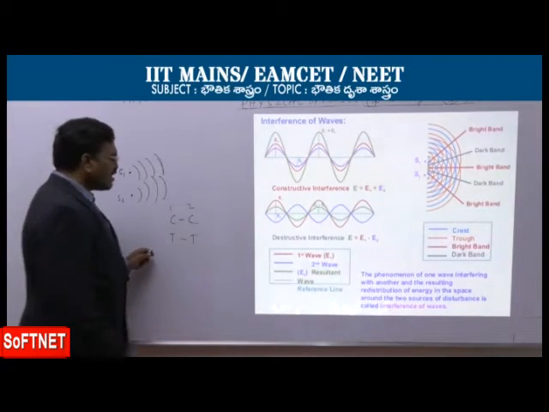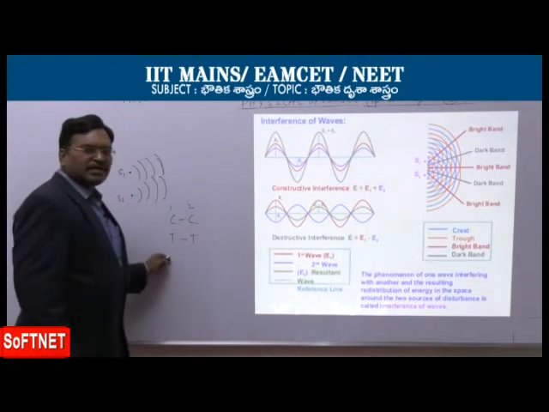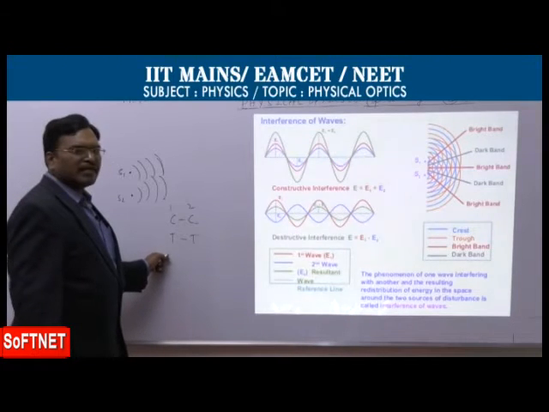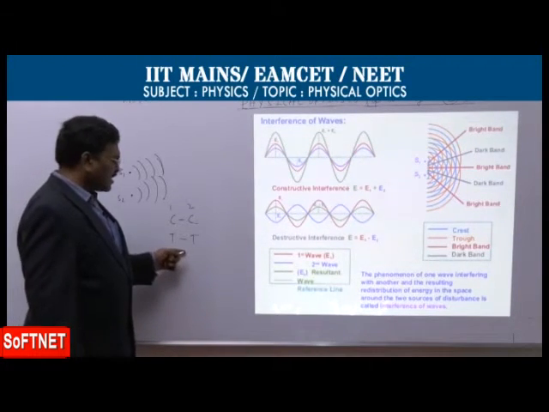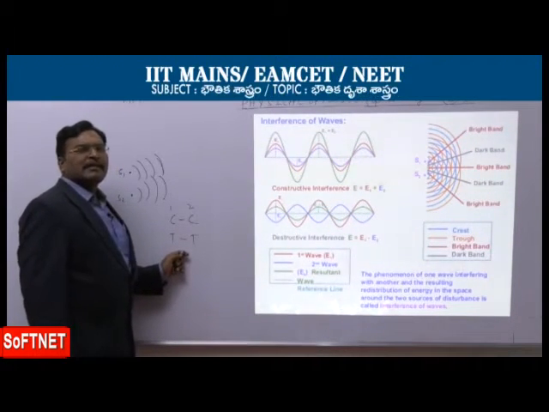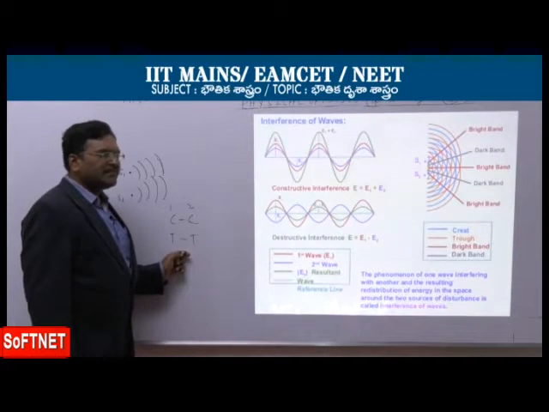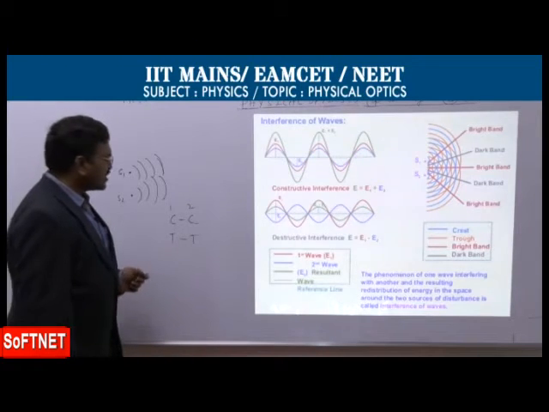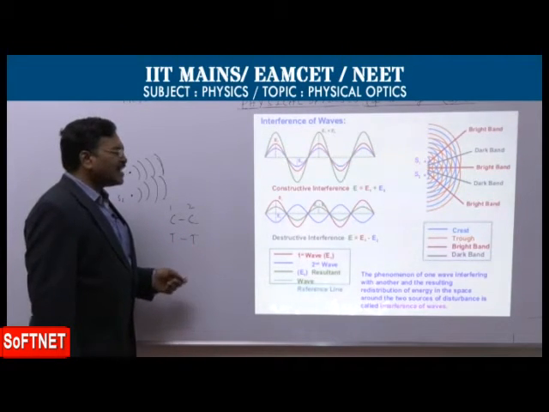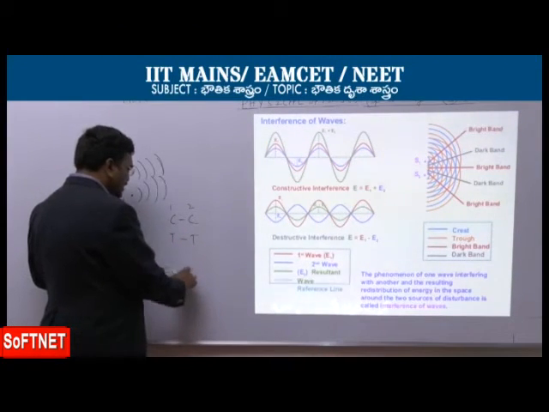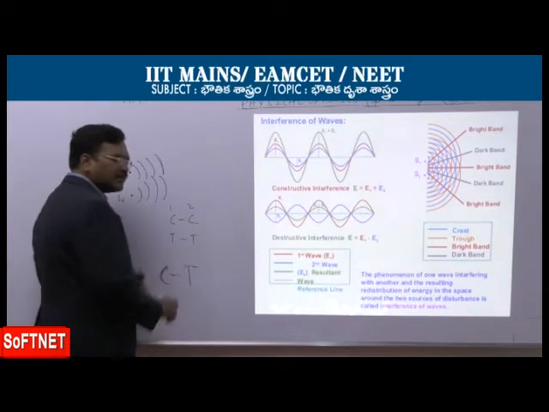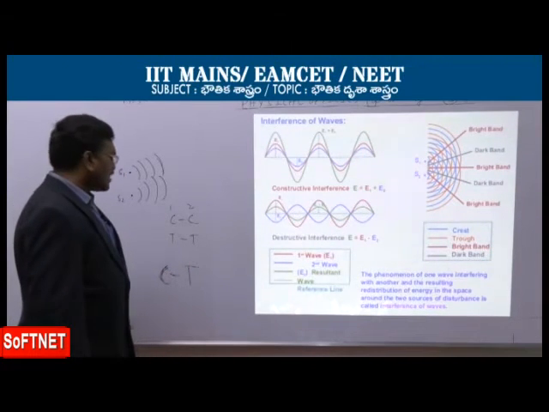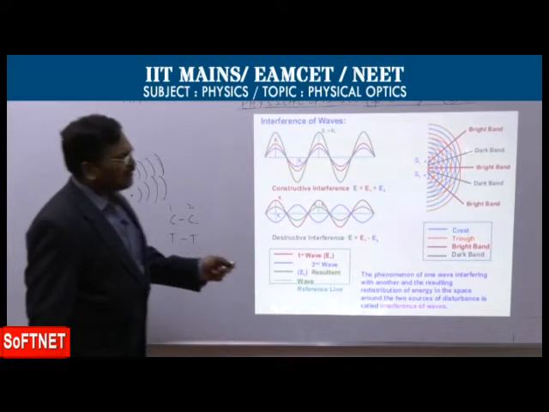Otherwise the trough of one wave overlaps the trough of the other wave, they are also in phase. We are getting maximum amplitude, maximum intensity, a bright band will form. That is called what? Constructive interference. Otherwise the crest of one wave overlaps the trough of the other wave, they are out of phase. At that time a dark band will form.